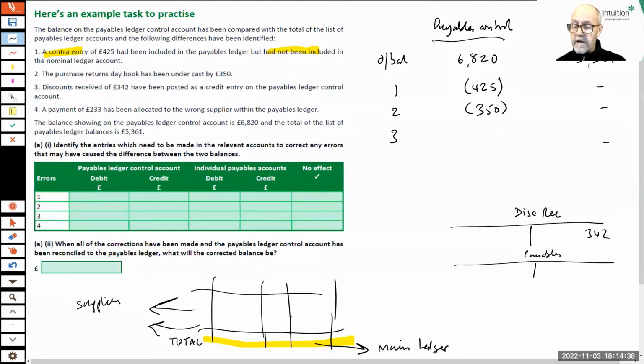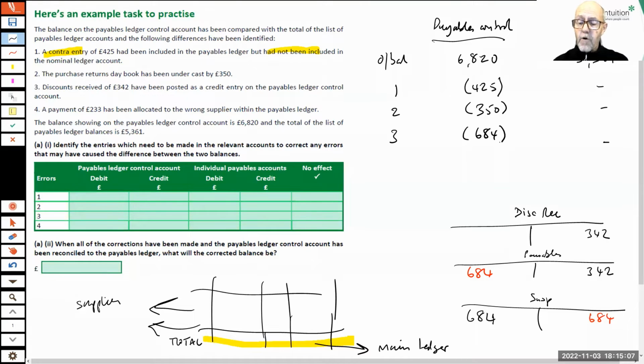If we've recorded it as a credit in payables control, that must mean that we have also a big balance in our suspense account. So to correct this error, plainly, we are going to have to go twice as far in the correct direction. So nice empty suspense account. So this time we're going to subtract 684.